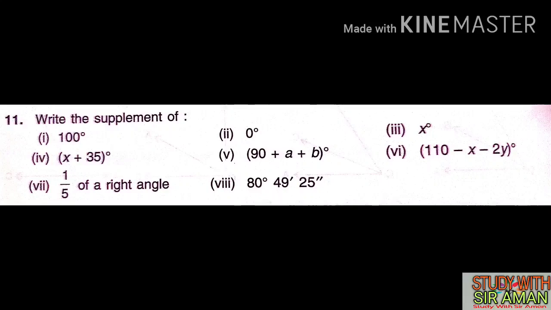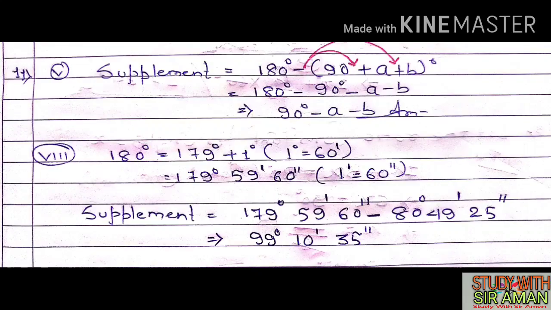Okay, in this question I will give you two examples, so check the examples carefully. See, check number 5, supplement. We have to find 90 plus a plus b. What I have told you, whatever is there, subtract it from 180 degree. 180 degree minus, remove the bracket, minus plus minus, check the arrow symbol, minus plus minus, 180 minus 90, 90 degree. A minus b, both are different variables, so we cannot subtract, it will remain the same in the answer.